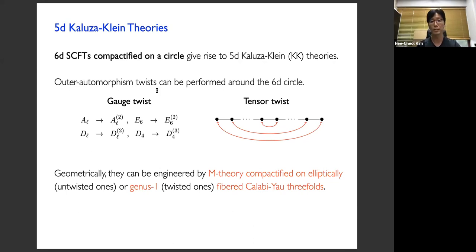Such kind of automorphism twist of these 6D SCFTs when we do the compactification can realize more general 5D Kaluza-Klein theories. And geometrically, such Kaluza-Klein theories are engineered by M-theory compactified on an elliptic Calabi-Yau 3-fold for untwisted ones, and genus-one fibered Calabi-Yau 3-fold for twisted ones.